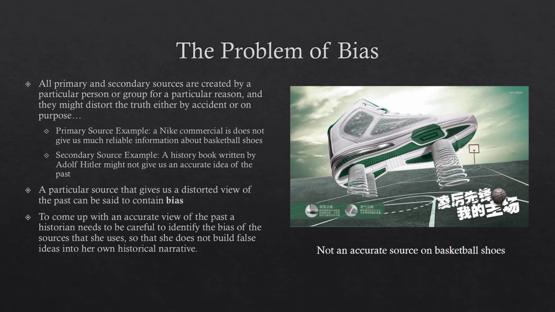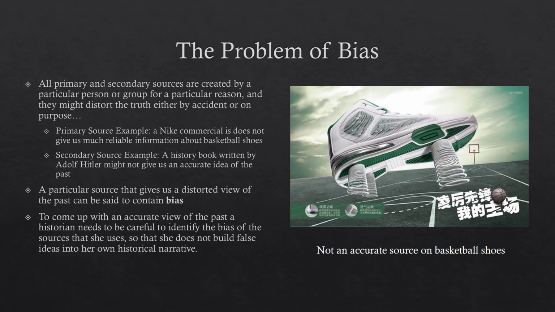So now we have to look at one of the biggest problems that historians face, and this is the problem of bias. As we talked about in the last slide, historians are trying to build a narrative that is more or less true about what has happened in the past by looking at sources. The problem, though, is that all sources, primary or secondary, are created by a particular person or group for a particular reason. And because of this, they might distort the truth about what was actually going on, either by accident or on purpose.